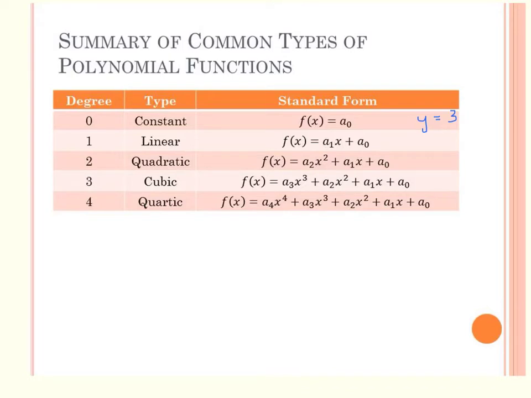A linear function, you might see it as y equals 3x plus 4. A linear function has a degree of 1 because that leading term has a degree of 1. Quadratic, y equals 3x squared plus 4x plus 7. There's a quadratic that has a degree of 2. So a cubic is just going to mean you have an x cubed as your highest degree, and a quartic is going to mean that we have an x to the fourth as our highest degree.